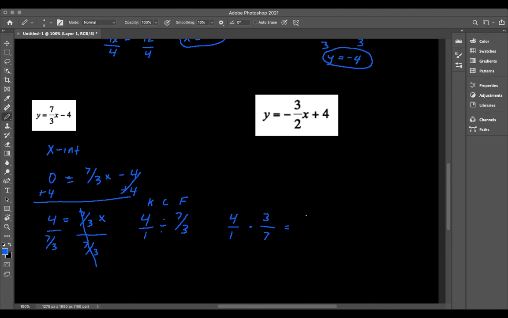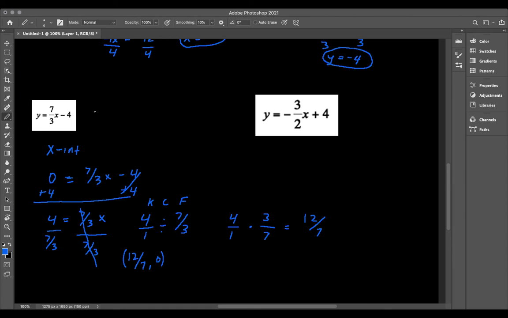Okay, then multiply across. So we should end up with 12 over 7, and that would be the answer to the question. 12 over 7 to find the x-intercept. So it would be 12 over 7. So the coordinate point would be 12 over 7, 0. Okay, looks weird, but that's exactly what it would be.